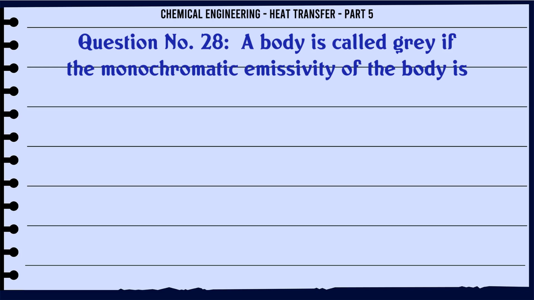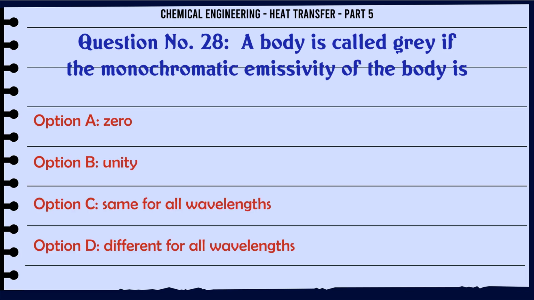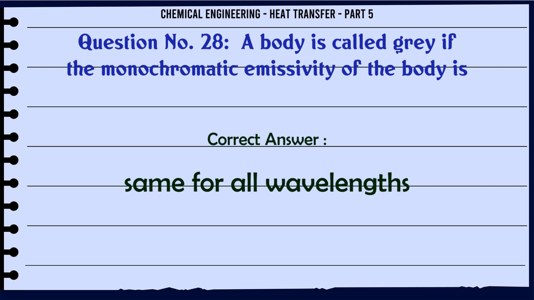A body is called gray if the monochromatic emissivity of the body is: A. 0. B. Unity. C. Same for all wavelengths. D. Different for all wavelengths. The correct answer is same for all wavelengths.